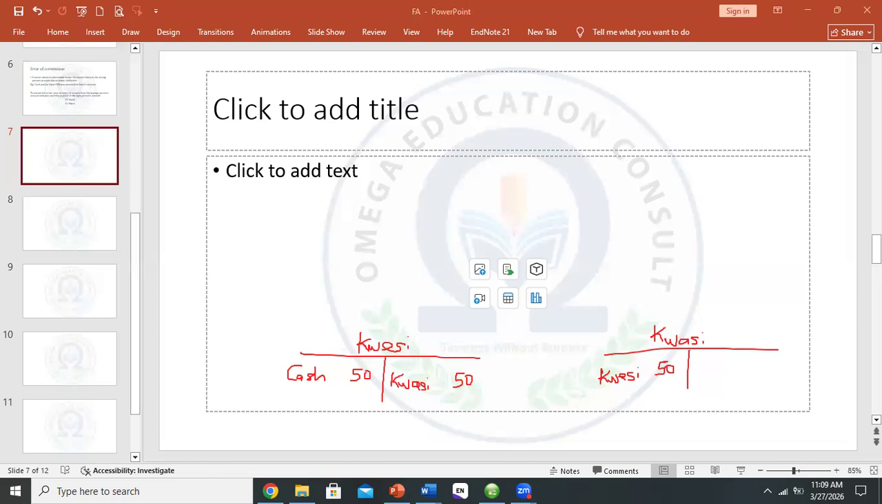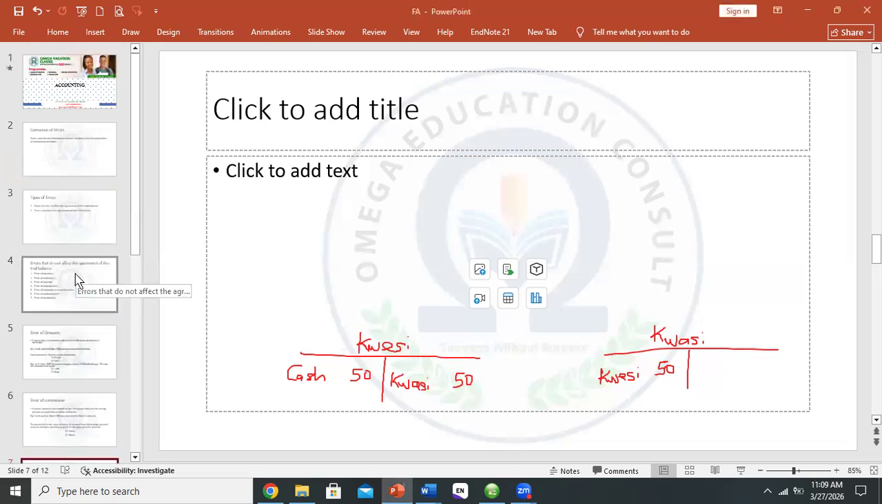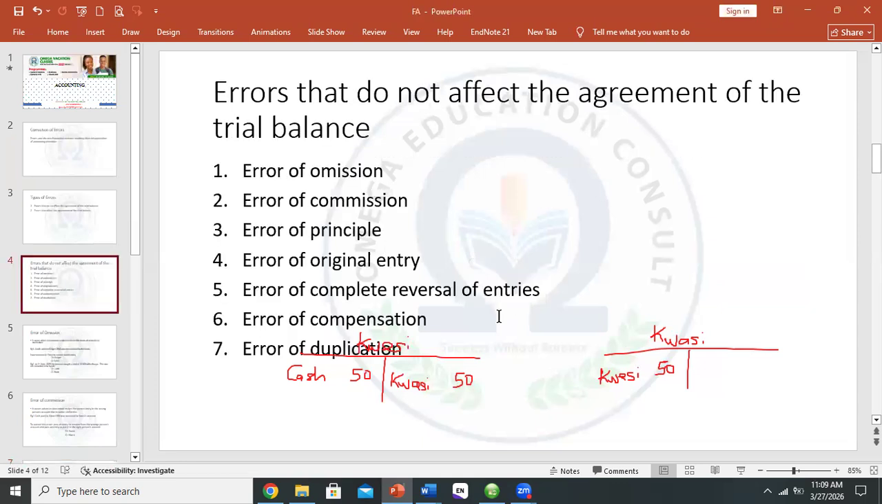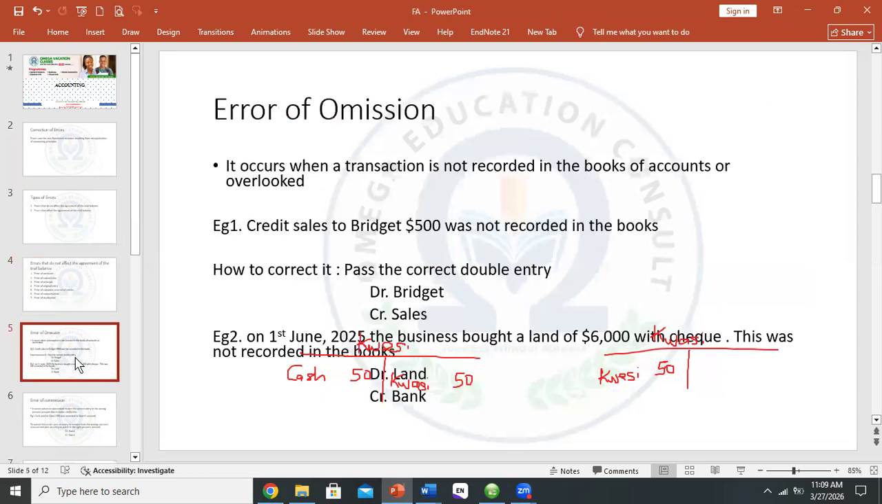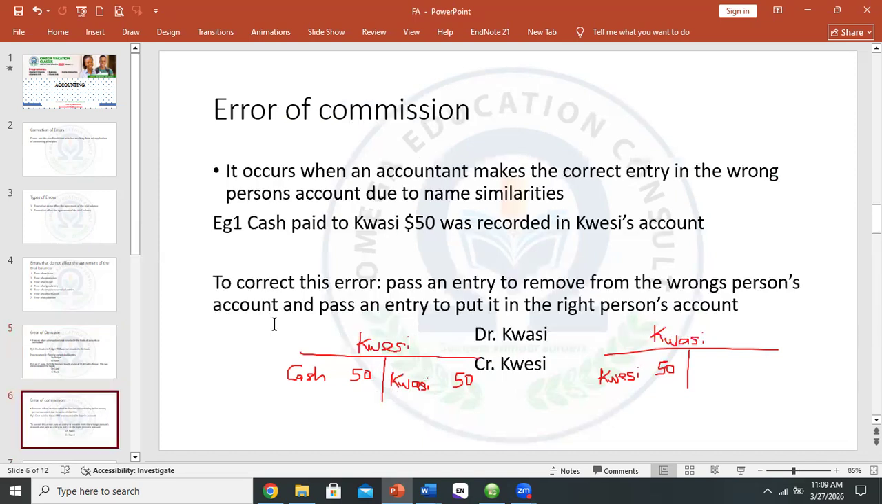Okay, so because of our time, let me quickly wrap up. So we had omission, commission, principal, original entry, complete reversal, compensation, and duplication, right? So these are the 7 errors. We'll look under the first type, which is the errors that do not affect. I think we did the omission and commission well. Omission means that the transaction has not been recorded in the books or it has been overlooked. And commission is when the accountant recorded in the wrong person's account due to name similarities.